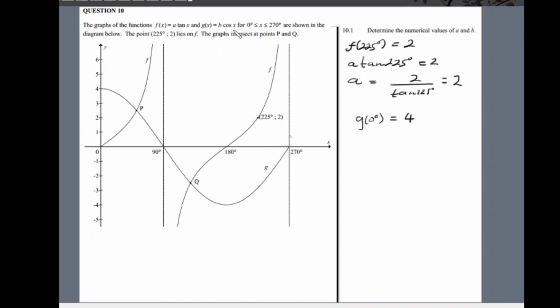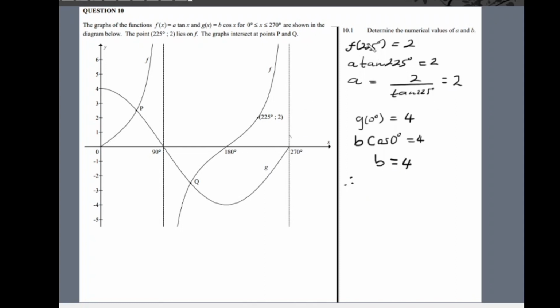Therefore substituting 0 degrees there, you'll have b cos 0 degrees is equals to 4. We know that cos 0 is 1, so on the left hand side we'll have b times 1, which is just b is equals to 4. Therefore a is 2 and b is 4.